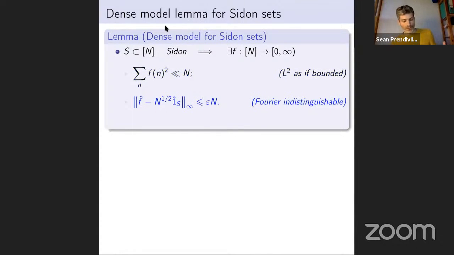And why is it a dense model for our Sidon set? Well, its Fourier transform resembles a rescaled version of the Fourier transform of our Sidon set, up to some epsilon error. Now, where does epsilon come from? As I've stated it, you could take epsilon to be arbitrarily small, and you essentially get an equality here. So something can go wrong, and epsilon is bounded in terms of the length of the interval. So if you want a very small epsilon, you have to take a very long interval. So this is our dense model for Sidon sets.